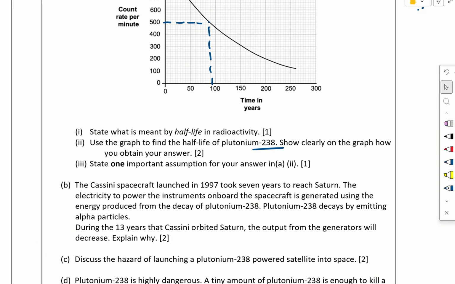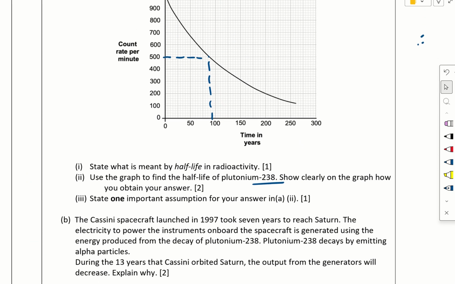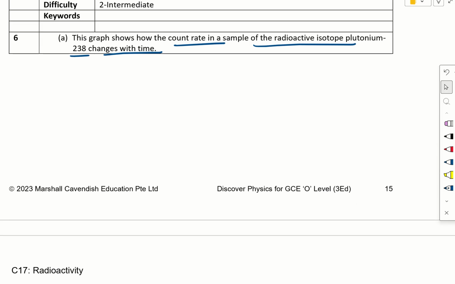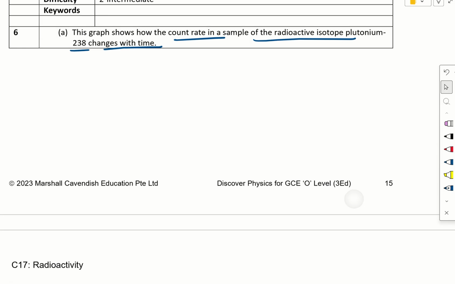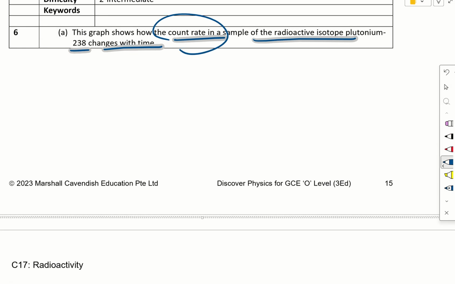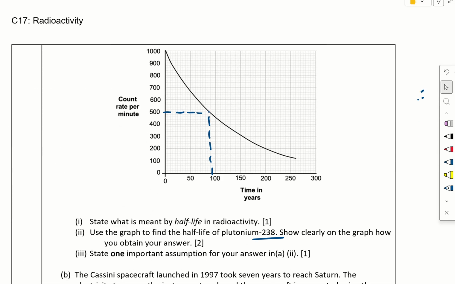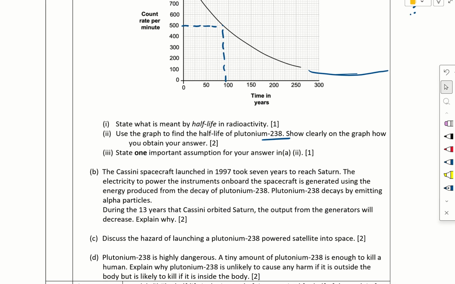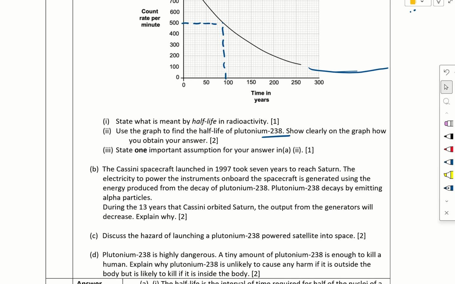So do we actually need to take into account the background count? So in this question, they didn't tell us about the background count. They just tell us the count rate. Okay, so unless in the end the graph tapers off to a flat level, then you may need to bring in background count.